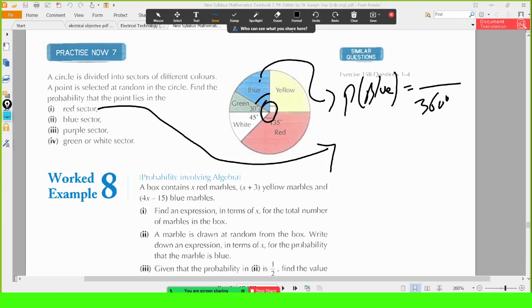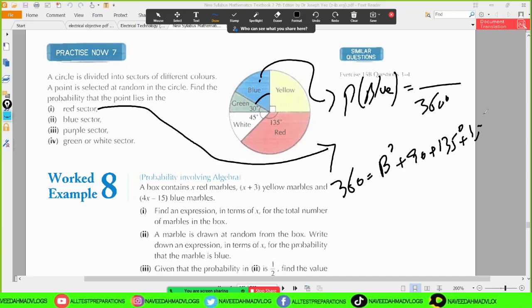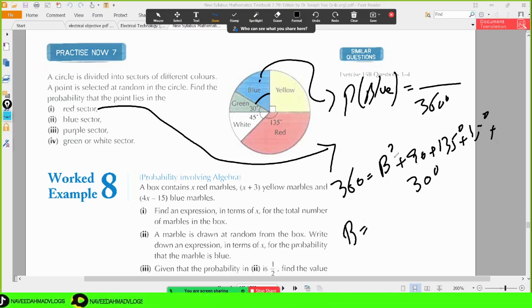तो ये कितना है ये हम फाइंड करेंगे. This will be 360 will be equal to blue angle plus 90 for yellow plus 135 for red plus 45 for white plus 30 for green. ओके, तो इसको कर लो तो इससे आपके पास ब्लू आ जाएगा. 360 माइनस 90 माइनस 135 माइनस 45 माइनस 30 कर लो तो इससे आपके पास ब्लू आ जाएगा. वो ब्लू आपने यहाँ पे लिखना है.